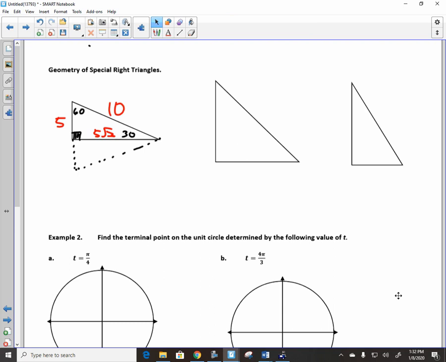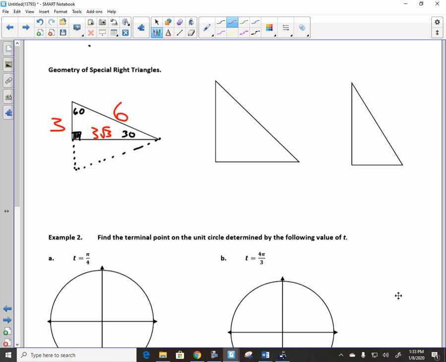I'm going to switch it up here. Suppose, instead of that, I give you this side, and this side is equal to 3. Then what's this side? 6, doubled, and then this is 3 roots of 3. That's it. You good with that?